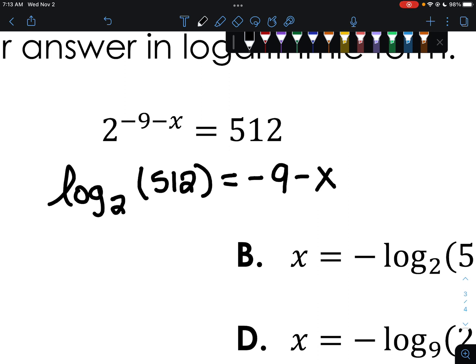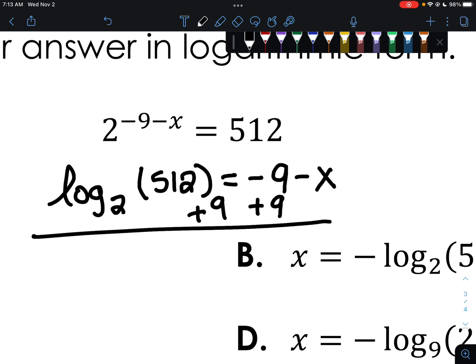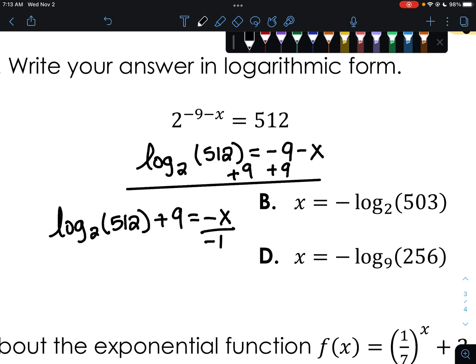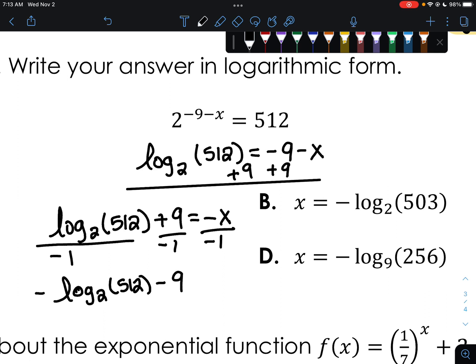Okay, then I'm going to add 9 to both sides, and I get log base 2 of 512 plus 9 equals negative x. Then I need to divide each thing by negative 1. So I get negative log base 2 of 512 minus 9. The negative cannot affect the 512 because it's attached in the log, it's on the inside.